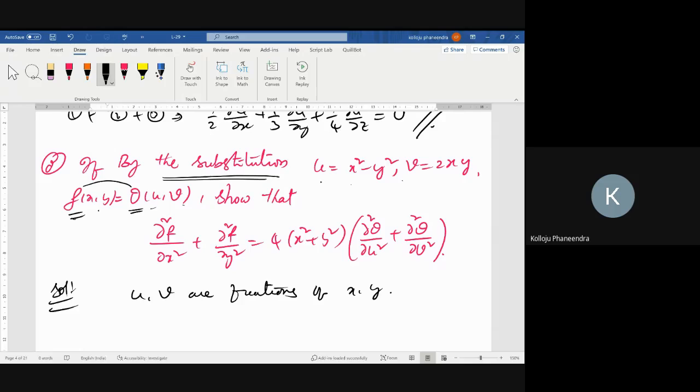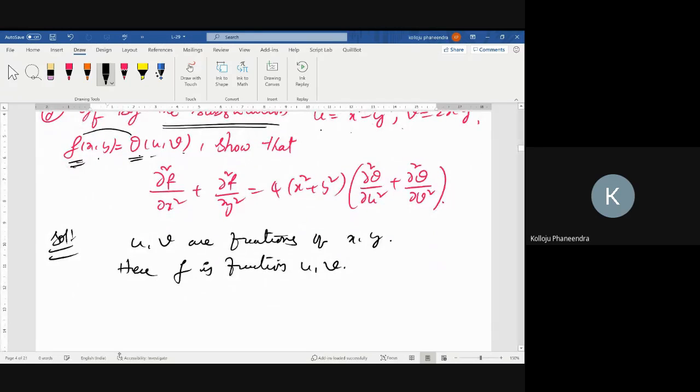So I have to get first ∂f/∂x. Here f is a function of u, v. f is a function of u, v by this substitution. Therefore, I'm giving the picture now. f is a function of what? u, v. u, v are functions of what? x, y. Therefore, f is an implicit function, a composite function of x and y. This is about the theory.